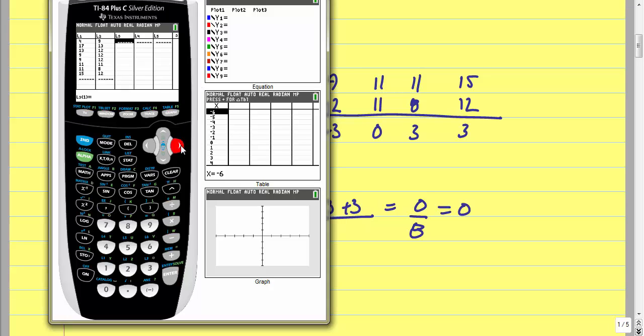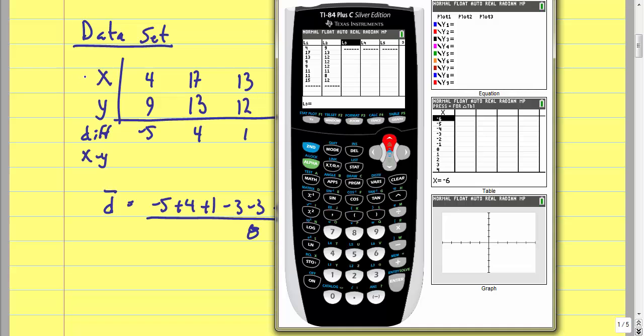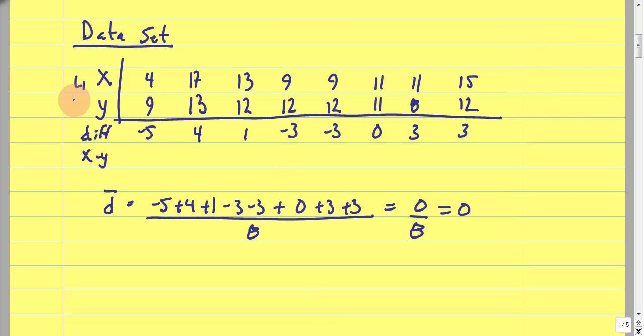Now what I want to do is have the calculator find the differences. So what we can do, if you notice my black box right here is in the first cell. If I arrow up, I'll be in the header cell. And what I want to do is take the first row minus the second row. So in my case, this is L1 and this is L2.